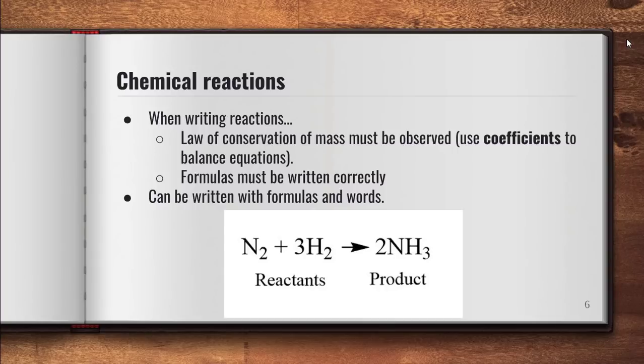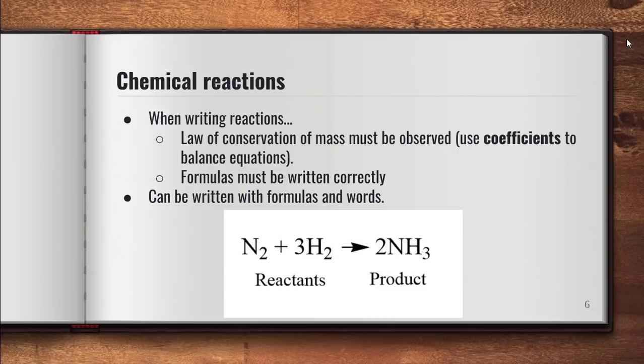And in this instance, nitrogen, which is N2, plus hydrogen, which is H2, produces NH3. Now, without the numbers that are there, we'd have two nitrogen atoms on the left and one on the right, and two hydrogen atoms on the left and three on the right.